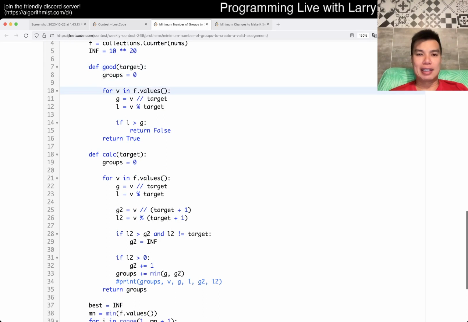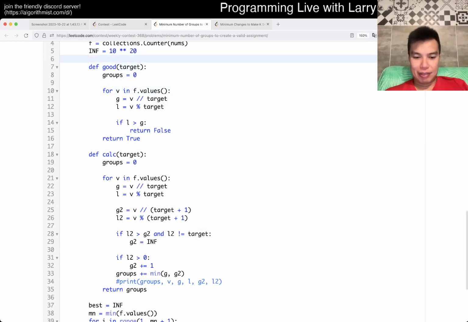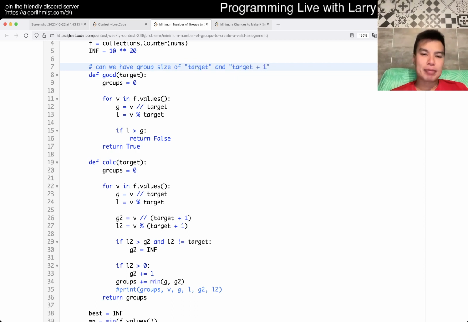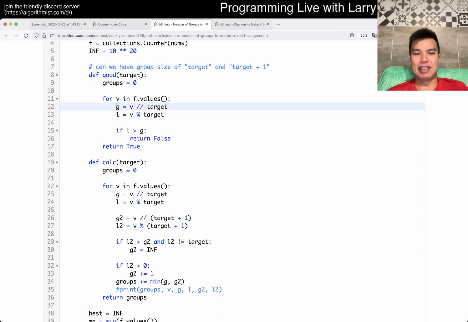Basically, the idea here is that, given a certain target, can we have a group size of target and target plus 1? And how do we figure that? Well, first of all, G is just the number of groups, where we divide the number of items by the target, and then L is the leftovers.